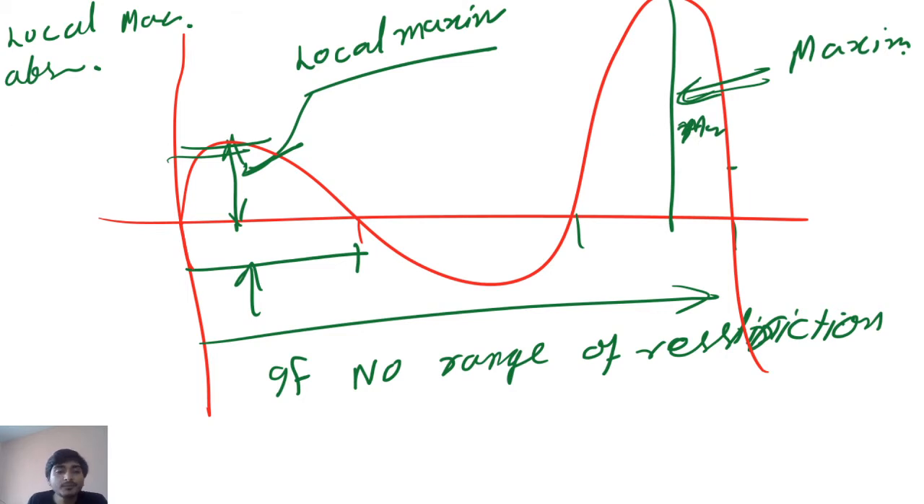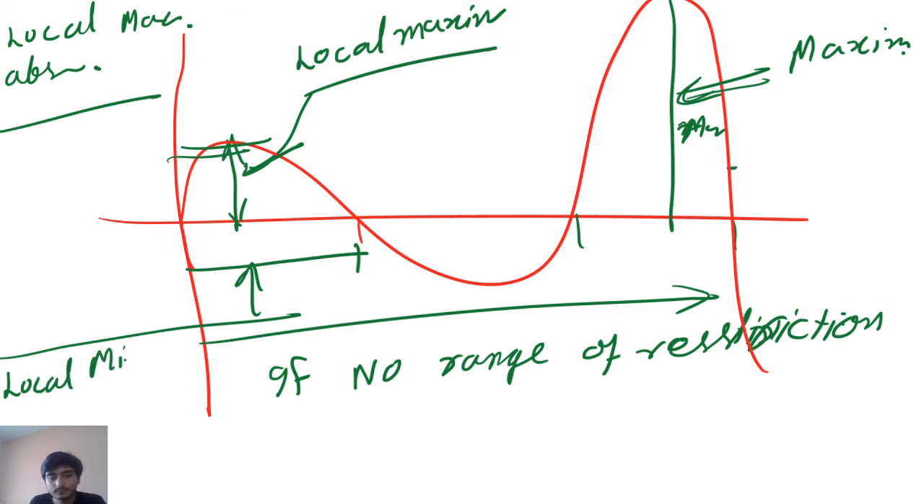In the same way, we have 2 different points for minima also. So we have local minima, and we have absolute minima. Again, local minima in this case could be this one, while absolute minima can go till this value. So it completely depends on what function you are considering, what value you are taking, and what is the range of our study or range of our graph.